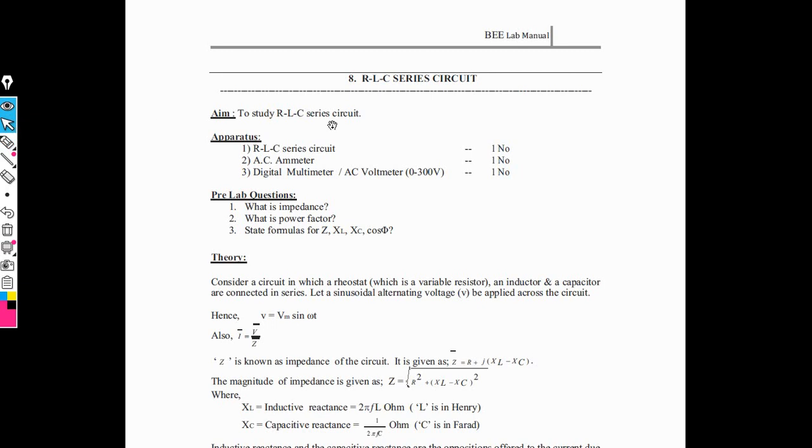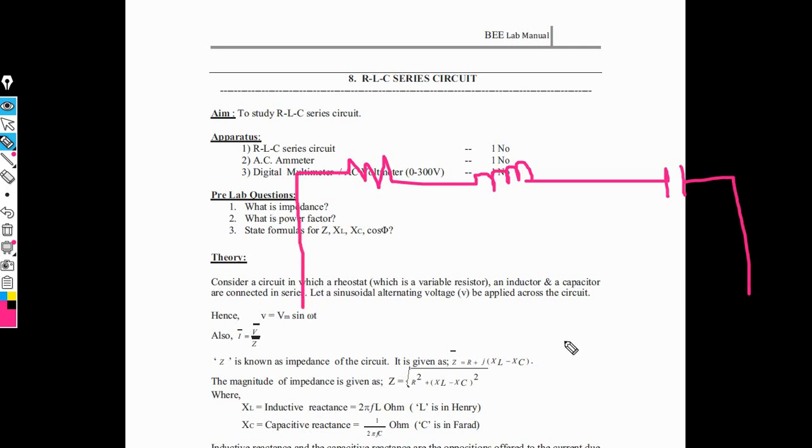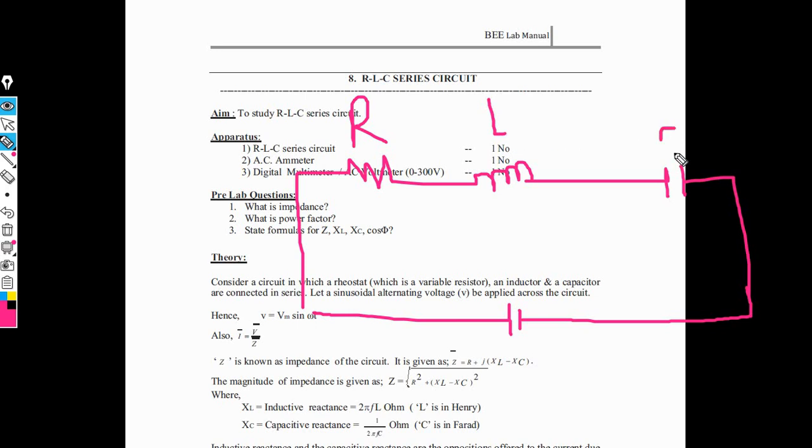Okay, the practical is the RLC series circuit. In this we need three parameters: first resistance, inductance and capacitance. Then we need a supply voltage. Then here we have R, L and C.